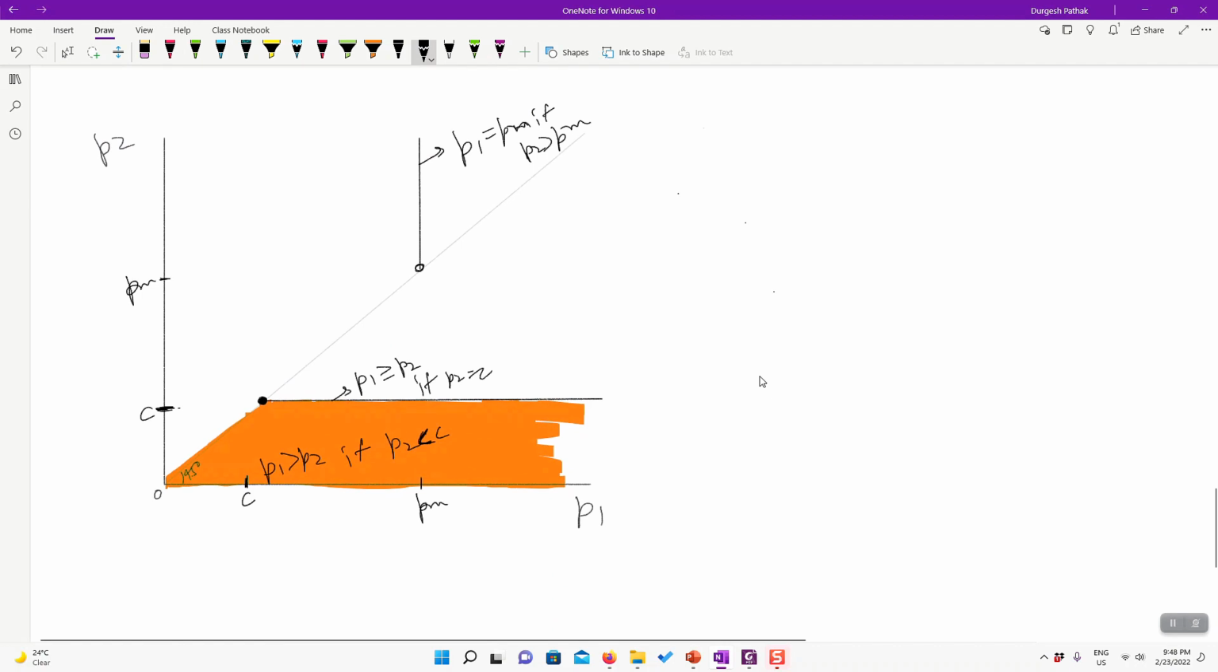Because the firms are symmetric and all the conditions are the same, we will have a symmetric thing for firm 2. So I am leaving that as an exercise for you. I am just plotting it very quickly here.